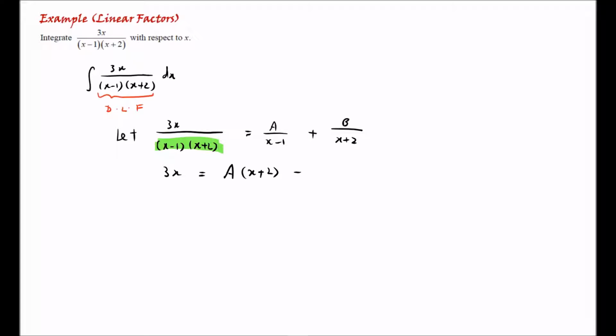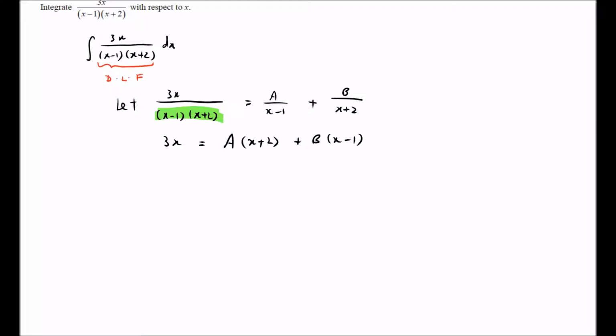So first we say let 3x over (x minus 1)(x plus 2) equal a over x minus 1 plus b over x plus 2. Our next step is to find a and b. To find a and b, we multiply the whole equation by the denominator, so we get 3x equals a(x plus 2) plus b(x minus 1), right?